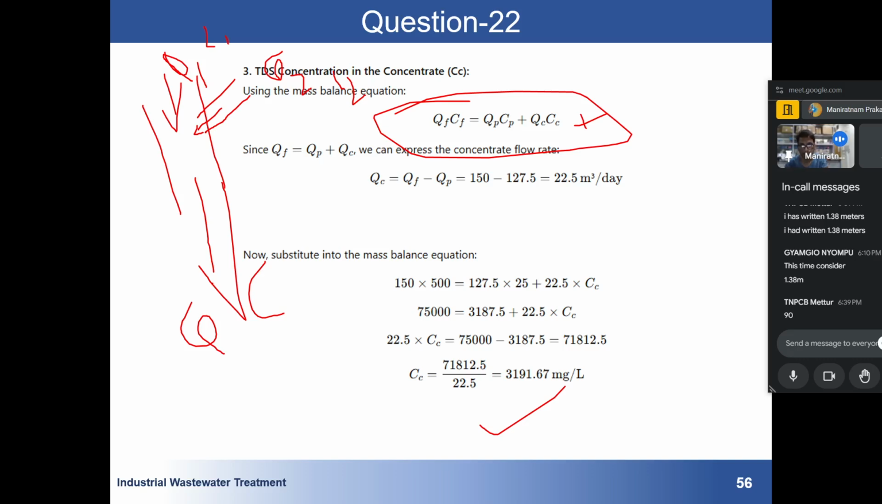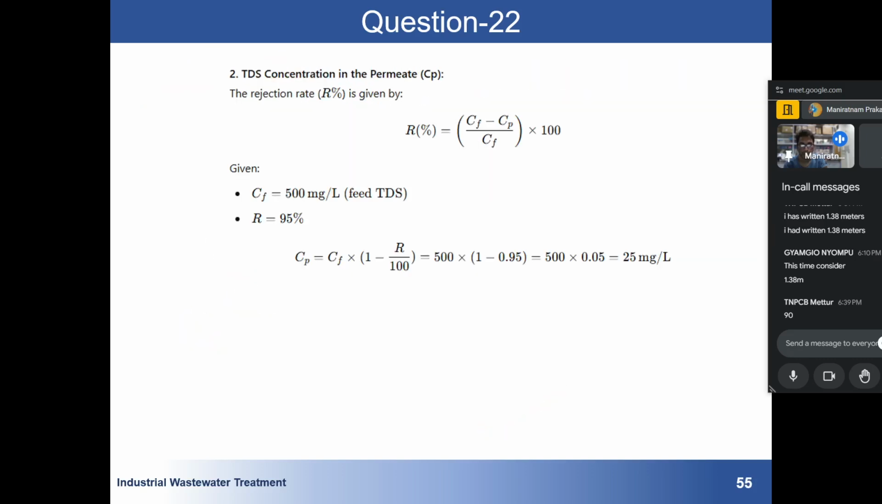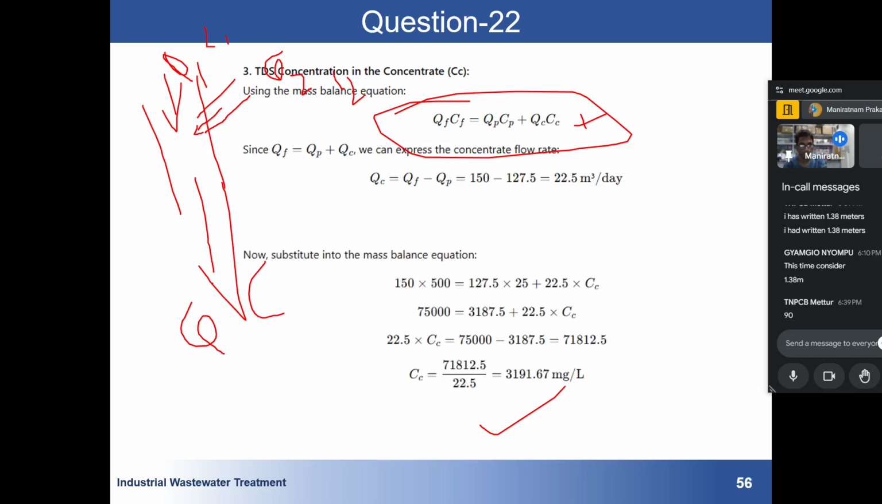I hope this is clear to you. From here you can also imagine that this much TDS, in milligram per liter, was coming in, out of which this much concentration was going in the permeate, and this much concentration was going in the concentrate.